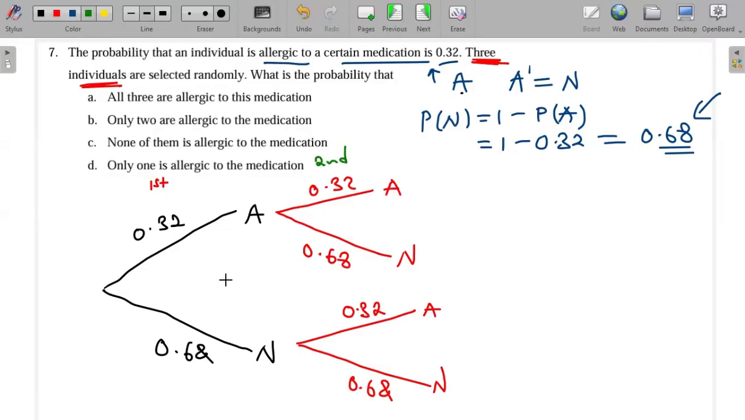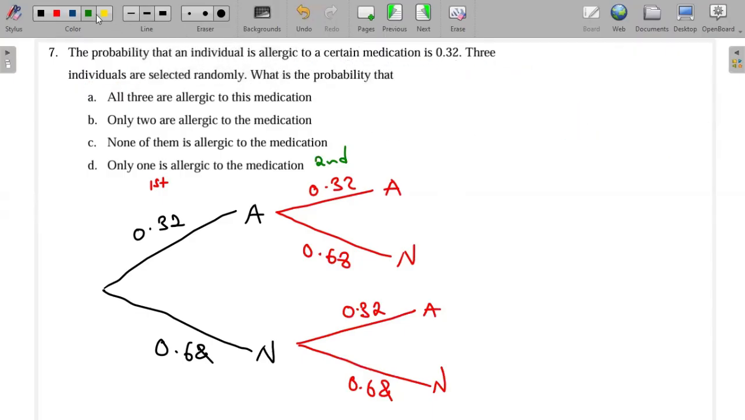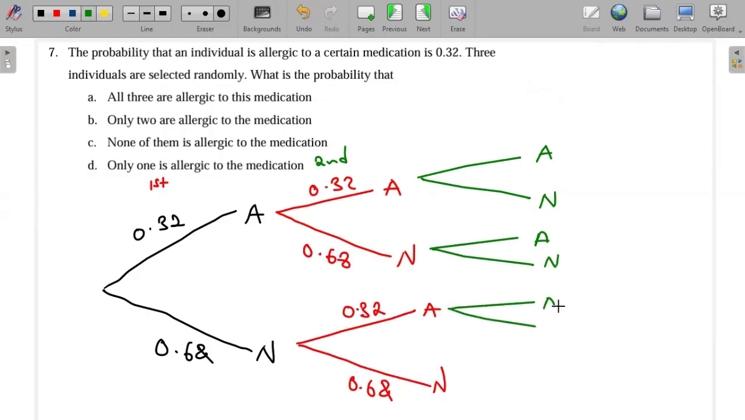So I've picked how many individuals so far? One here and then two there. So I have to make a third selection now. Let me erase this. So the third selection will be here. I can go two ways. I can have another allergic again, or I have not allergic. Here, I have allergic, not allergic. Here, I have allergic, again, not allergic. And then here, I have allergic, not allergic. So this selection in green is my third selection.